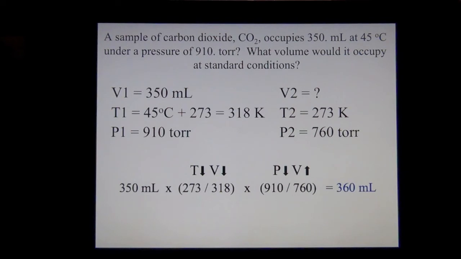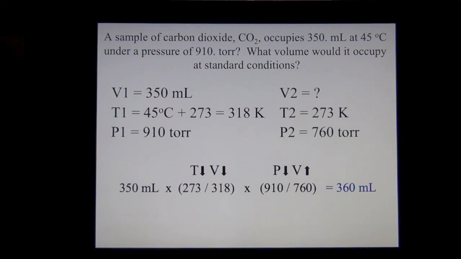If you recall, there is a direct relationship between temperature and volume. That means as one variable goes up, the other variable is also going to go up. If one variable goes down, the other variable goes down. Here our temperature is going down. So you know what? Our volume needs to go down as well.